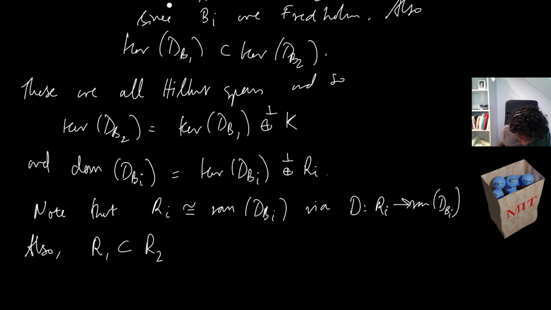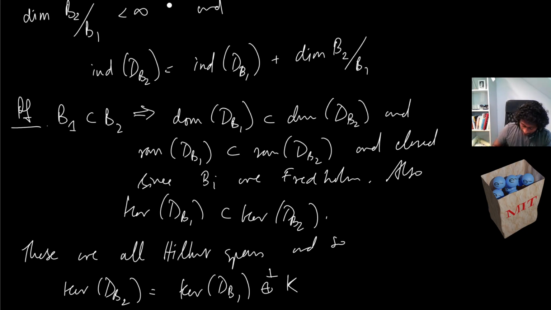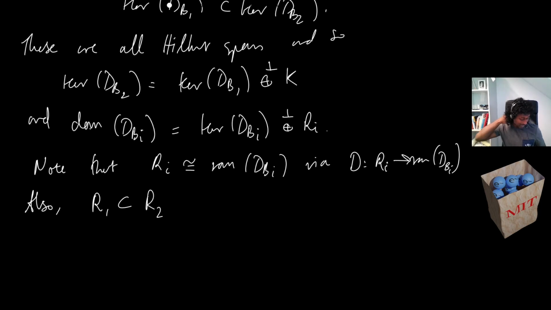So also we have that R1 is, so the domains are contained in each other. The kernel of dB1 is of course contained, but the kernel of dB1 is smaller, and we know that the range of dB1 is contained in the range of dB2. Okay, so that's the main point. Because the domain is smaller, the range has to also be contained in this way. And that's really why we have R1 a subspace of R2, because we can write this as D inverse of these ranges.